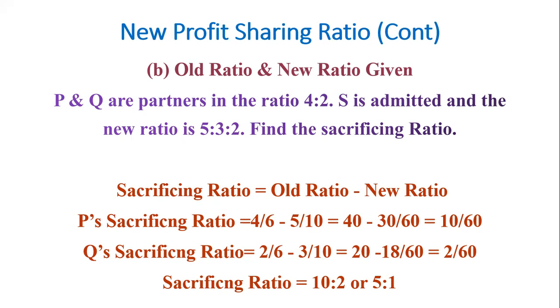What sacrifice they make is identified by subtracting the new ratio from the old ratio. The old ratio will always be higher in this case.